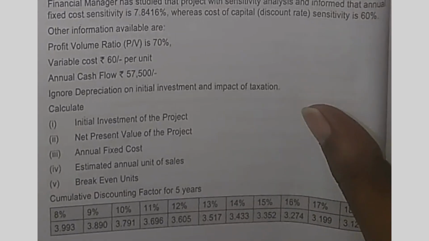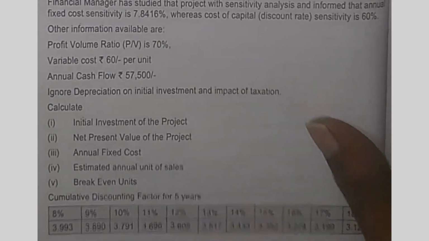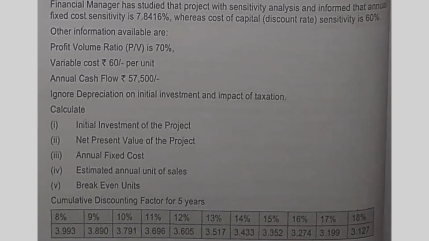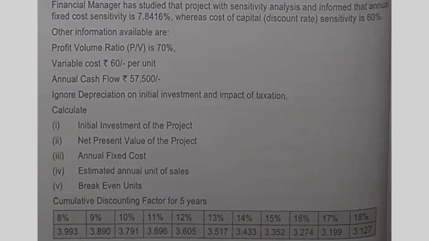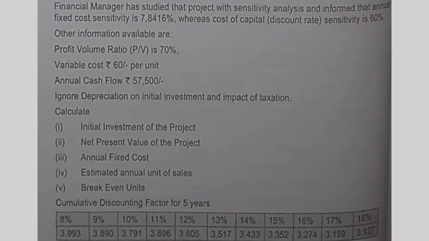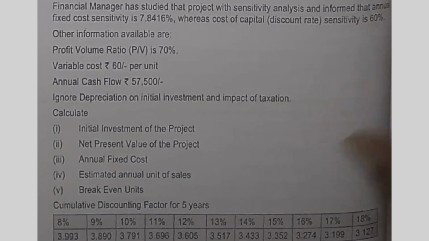The topic we are discussing here is sensitivity analysis in the advanced capital budgeting chapter, and the question we are solving here is question number 12 in the ICA module study material.